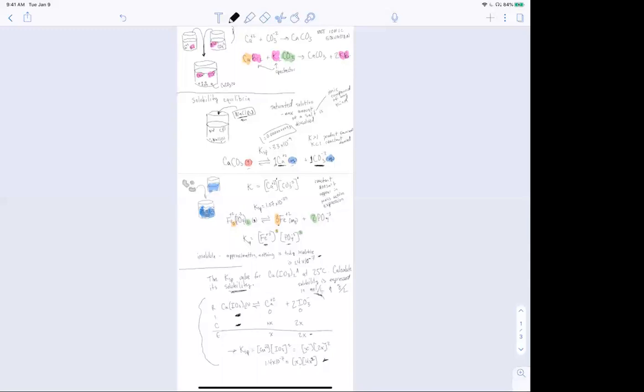Okay, greater than 1 is product favored. Okay, less than 1 is reactant favored. This is to Ian.